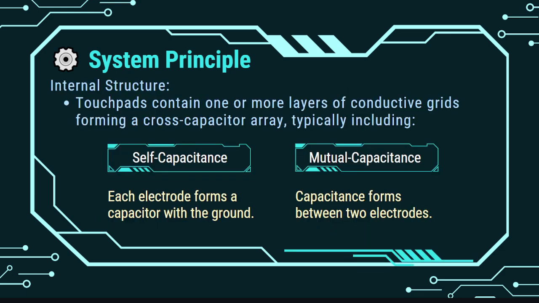Inside the panel are conductive grids arranged like a cross. There are two kinds of capacitance. Self-capacitance. Each electrode forms a capacitor with ground. Mutual capacitance. Capacitance forms between two cross electrodes.